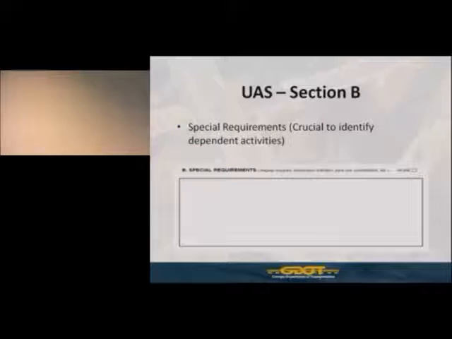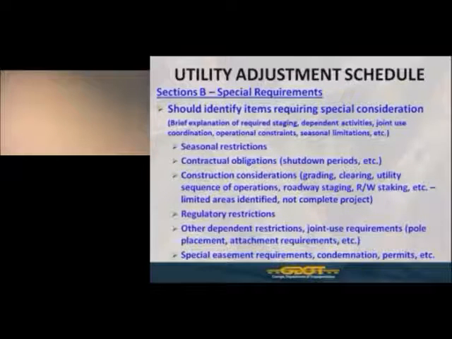Now, Section B of the utility adjustment schedule is special requirements. Essentially, the intent of this section is crucial to identify dependent activities. The intent here, as you notice, it says staging required, dependent activities, joint use coordination, etc., or none, if you don't have any special requirements. The items that you should be identifying under Section B should be a brief explanation of any required staging, dependent activities, joint use coordination, operational constraints, seasonal limitations, etc., that may impact the relocation and or adjustment of your facilities.